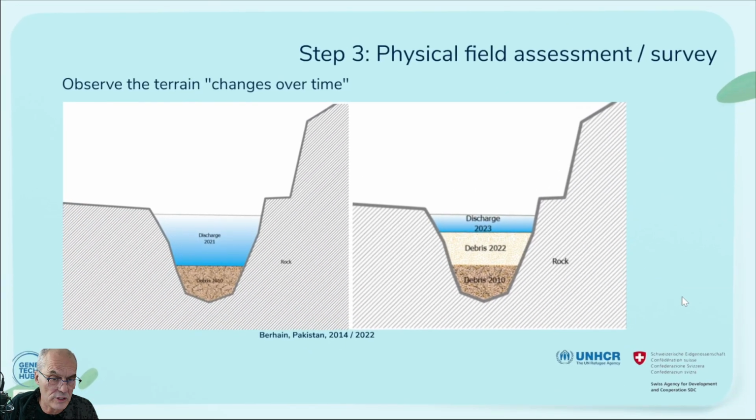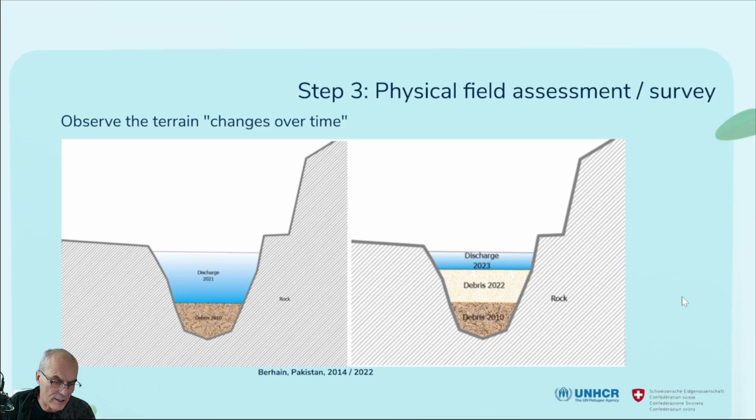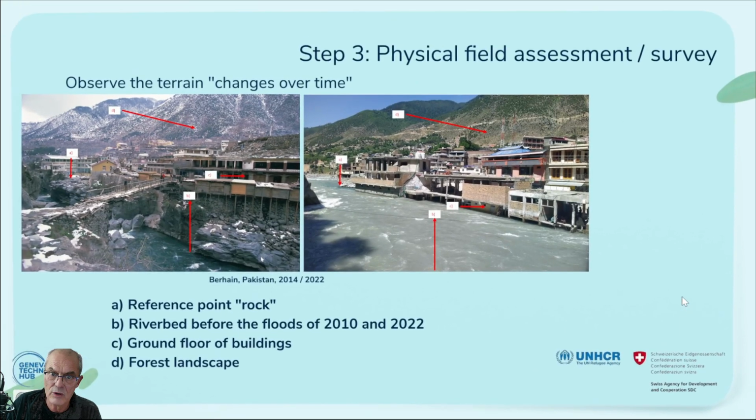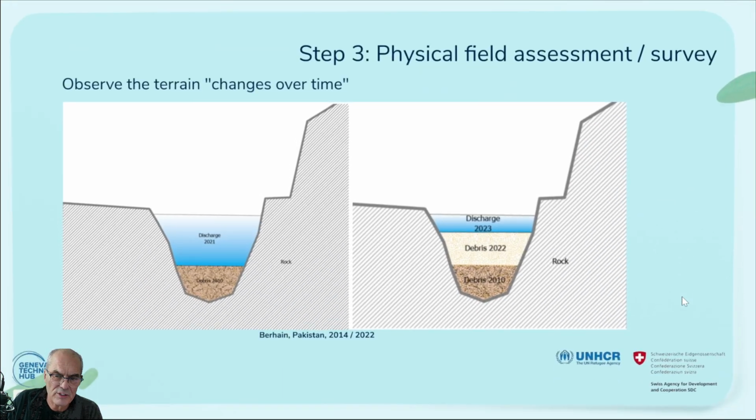The situation is like this: in 2014 you have a huge riverbed. In 2022 there was an event. The riverbed was filled by debris during this event, and then in 2023 the riverbed is much smaller. It means every time that it rains now you have this situation. So now the village is flood prone, but 10 years ago it was not flood prone. This is something that you have to take into consideration.